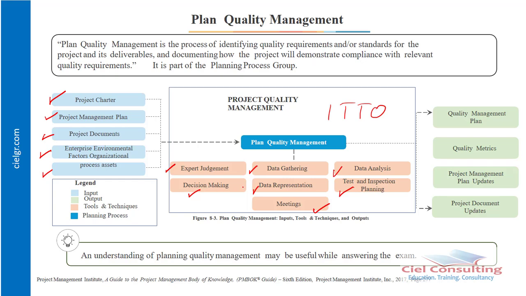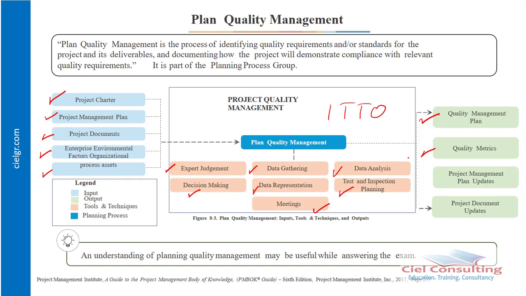The output of this process will be our quality management plan. If you remember, we said anytime you plan any knowledge area, the output will be the management plan of that knowledge area. So after we plan quality, the output is the quality management plan, which of course will address how we're going to go about our quality procedures, the test and evaluation procedures, and also how we're going to ensure quality throughout the implementation of our project. Then also your quality metrics. Remember, we talked about quality metrics earlier on.